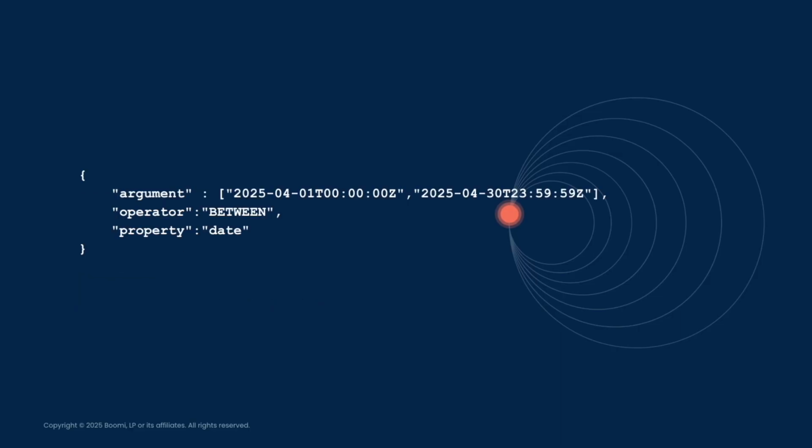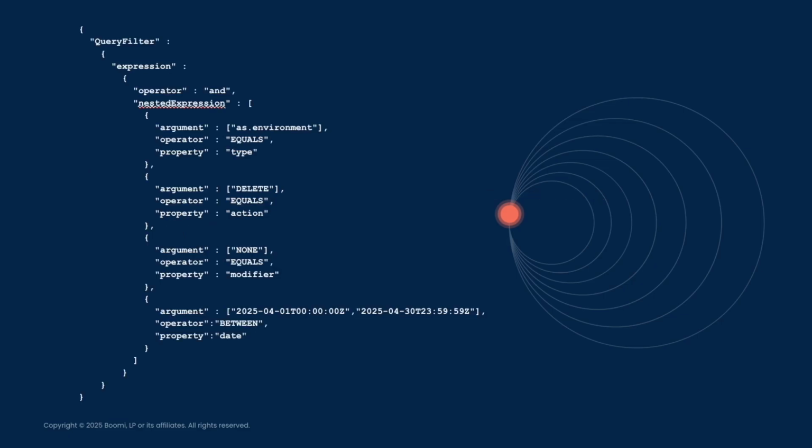When we add the between operator, the JSON for this filter limiting the record to the month of April 2025 looks like this. The two date-time values are in square brackets to indicate they are values in an array. When we include the filter in the nested expression we had earlier, it becomes this.